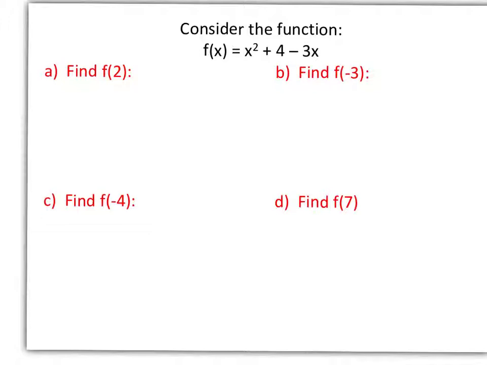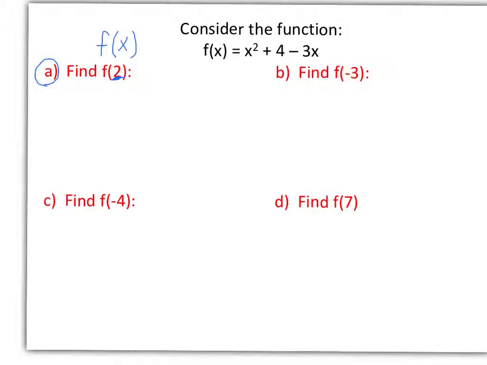Okay, we're going to do one more together, and then I'm going to give you some time to practice some additional examples on your own. This function is a little bit more complicated. It says f of x equals x squared plus 4 minus 3x. Question A is asking us to find f of 2. Normally, if you recall, this is written with f, and then instead of a number, we have an x inside those parentheses.